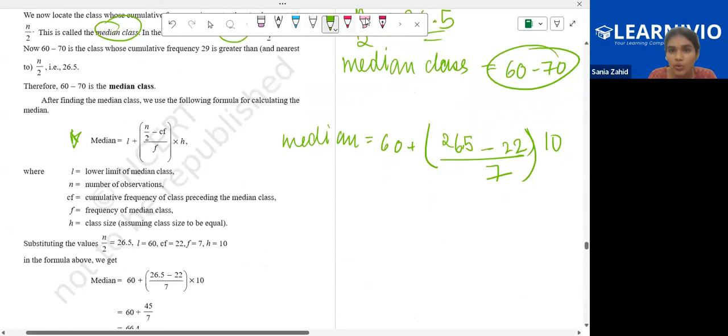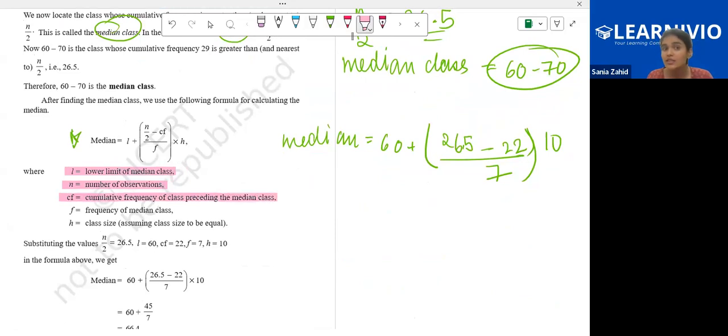So you just need to know the meaning of these terms. L means the lower limit. N means the number of observations. CF means the cumulative frequency of the previous class, not of the median class itself, but of the class previous to the median class. F is the frequency of the median class. H is the class size. Then you use this formula and solve for your answer. Right? So you can note this formula down.